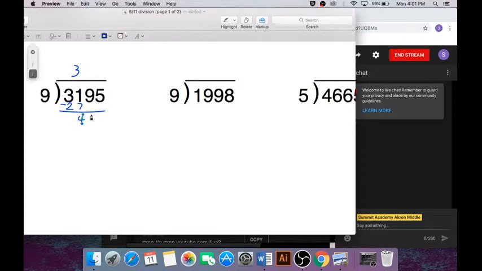Okay, and then bring down the 9. So now we need to see how many times 9 goes into 49. And the closest we can get is 9 times 5. 9 times 5 is 45. And now we're going to subtract again. So we have 49 minus 45 is 4.